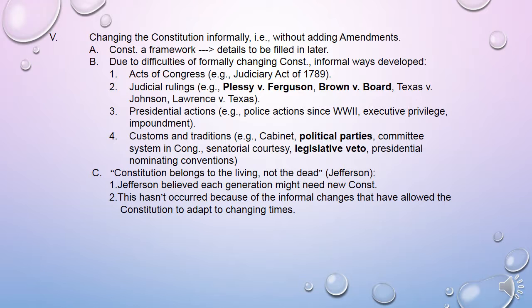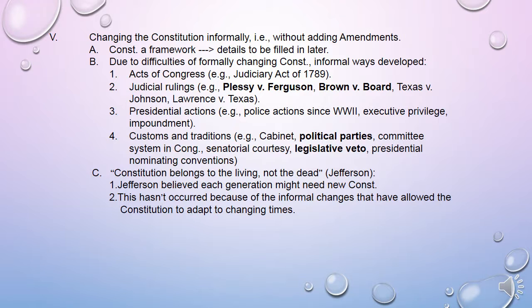Changing the Constitution informally, i.e. without adding amendments. The Constitution remains a framework with details to be filled in as you move along and society changes. Due to the difficulties of formally changing the Constitution, informal ways have been developed. First, you can have acts of Congress, like the Judiciary Act. You can have judicial rulings, which interpret the Constitution, such as Plessy versus Ferguson and Brown versus Board of Education. Again, we'll talk about those later.